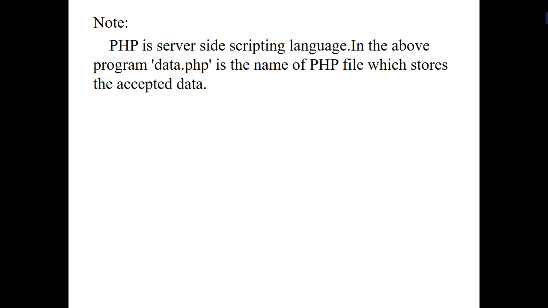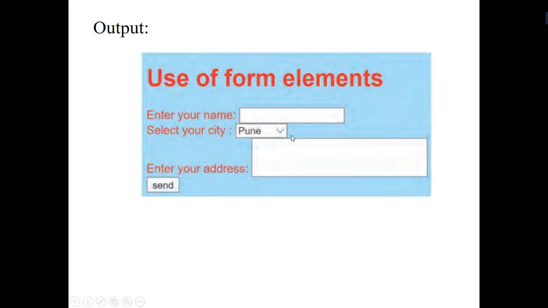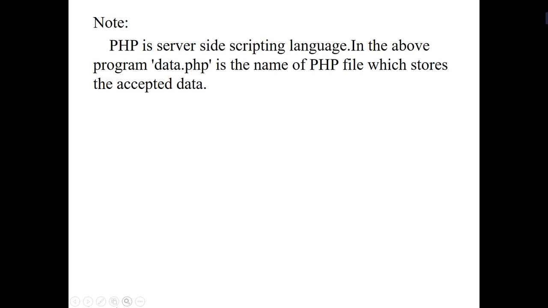Now students, here you have seen that action is equal to data.php. So what is this PHP? This PHP is again one programming language. It is called a server-side scripting language. PHP is nothing but a server-side scripting language in which whatever data you give is accepted in the data.php file. So whatever data you enter in your program will get stored in the data.php file, that is, the accepted data of the user. Understood? So PHP is another programming language which is a server-side scripting language.